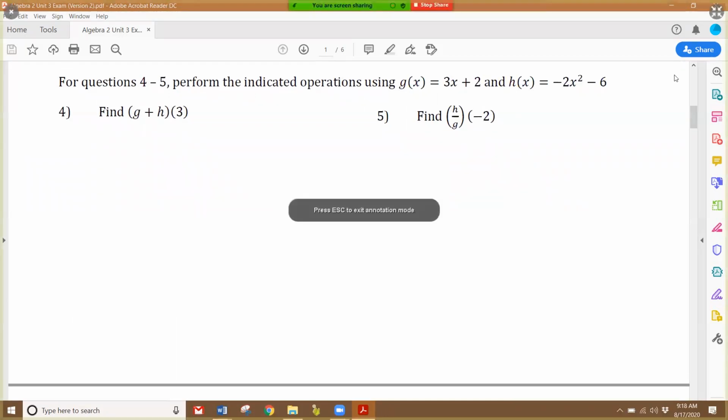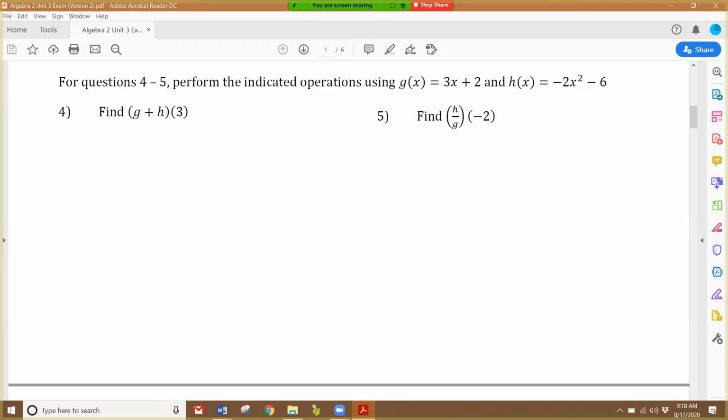For questions 4 and 5, we're given 2 new functions, g of x and h of x. For question 4, we're asked to find g plus h of 3. So notice this right here has changed. In the last 2 problems, they were just x's. There's 2 ways you can solve this kind of problem. You can take g plus h and add them together and then plug in 3, or you can do it all at once. It does not matter.